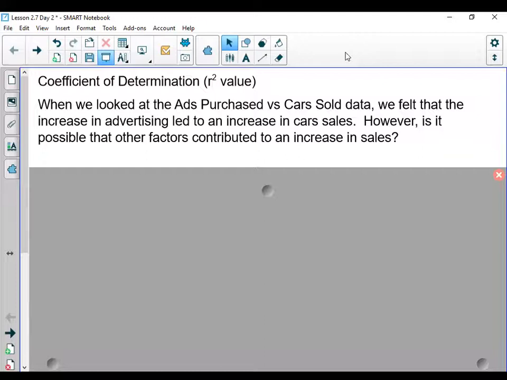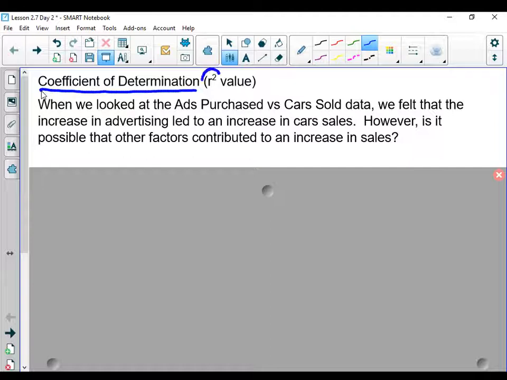The second part of section 2.7 talks about what's called the coefficient of determination, which is really a fancy name for the R-squared value. So we talked about R values, the correlation coefficient. Now we're looking at the R-squared value, or the coefficient of determination. It's kind of the running data that we've been looking at for 2 or 3 different sections.